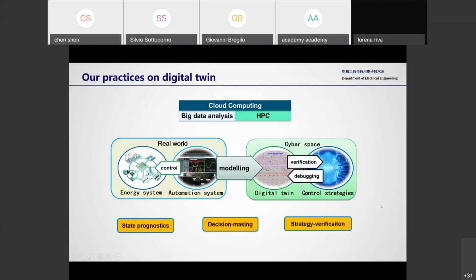Since 1998, our team has been working on the digital power system, starting from a desktop computer to a combination of high performance computing, cloud computing, and big data analysis. We try to realize state estimation, decision-making, and credibility verification with the help of data streams.